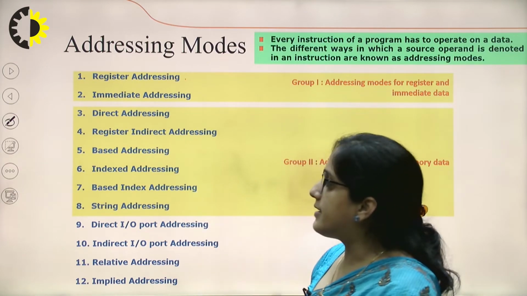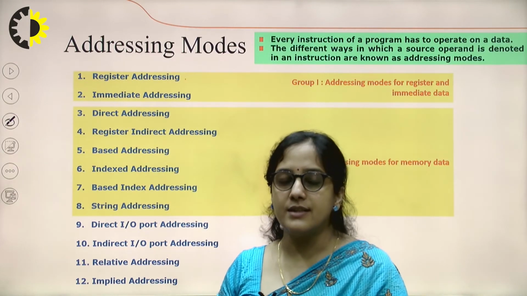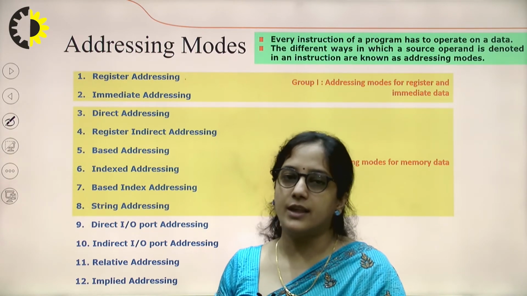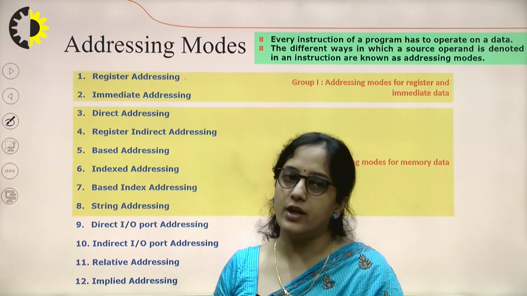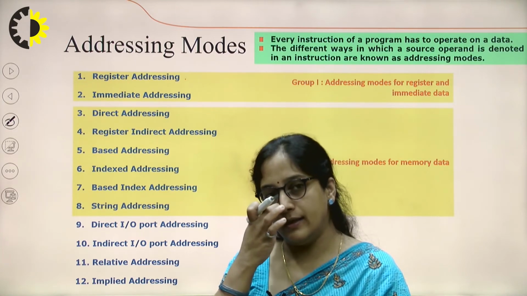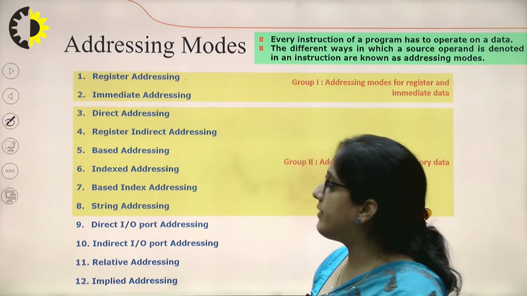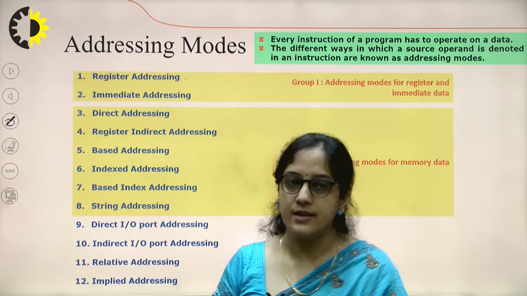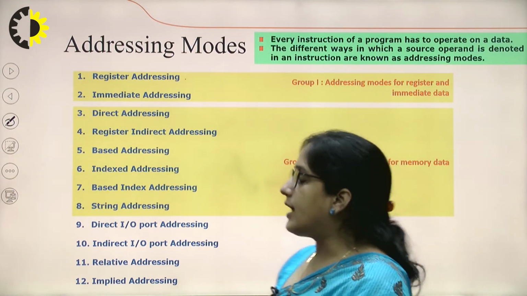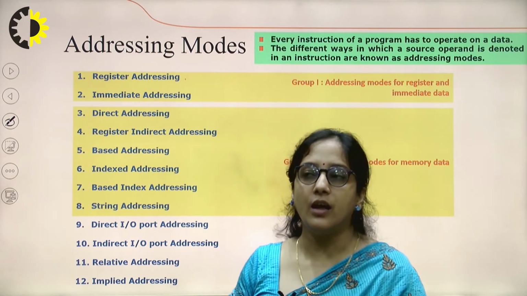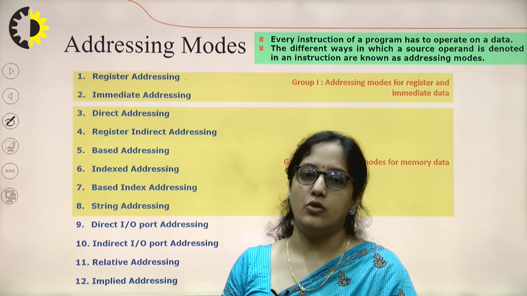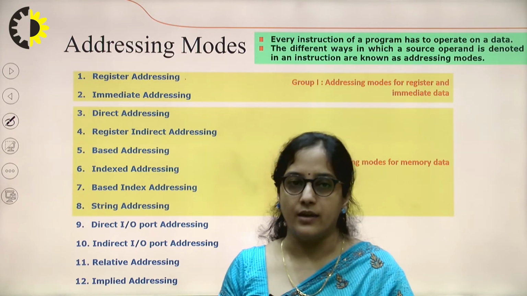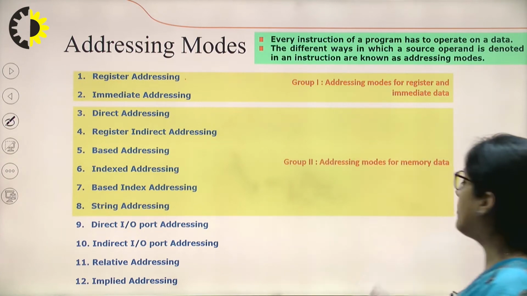The third one is base addressing, where we define some base address, and by some mathematical calculation we can get the actual physical address of the location from where we have to read or write the data. Then base index addressing, where we use the base register as well as the index register to calculate the physical address. And next is string addressing. In string addressing, we transfer a group of data from one memory location to another, meaning we operate on a string. All these come under the memory data group.